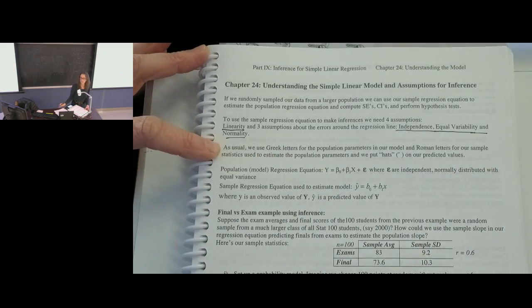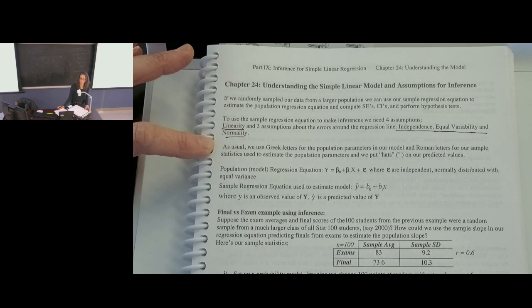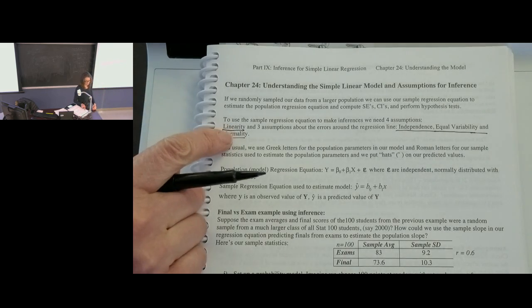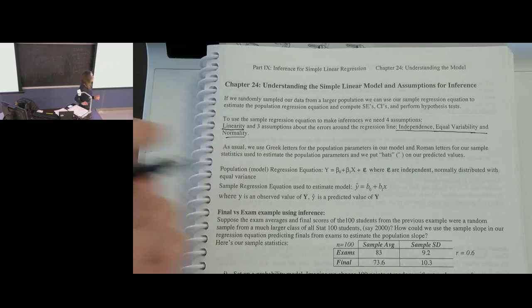If we have normality, we'll be able to use, for example, a t-distribution, because remember the t depends on a normal population. And right now our population is the errors around the regression. So in order to use a t-distribution, we're going to have to assume normality. All right, so those are our assumptions.